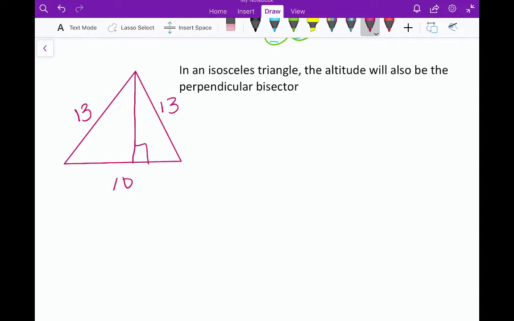So in this isosceles triangle, I'm going to call this H. That's my height of my triangle because it's the altitude. But it's also the perpendicular bisector, which means that this is congruent to this. So that's going to be 5.